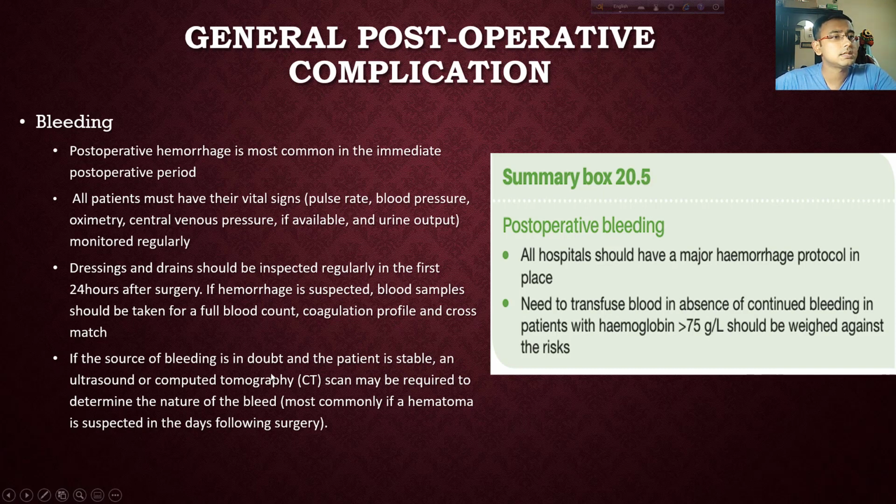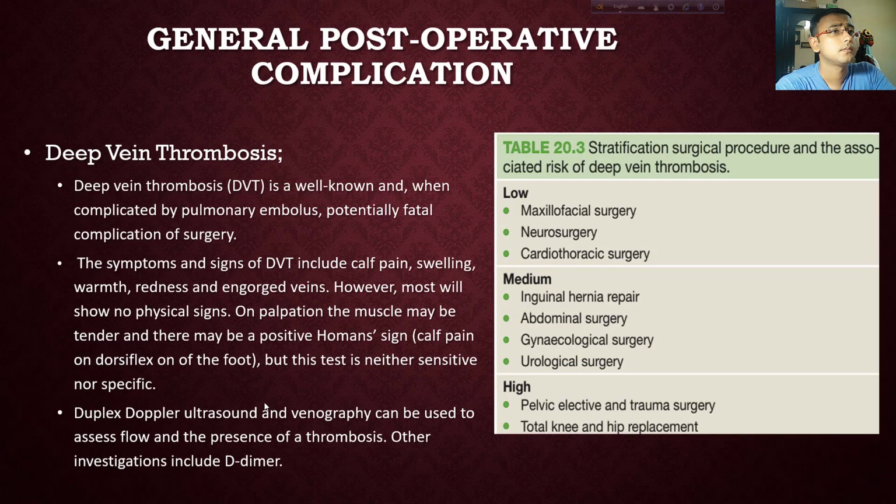If the source of bleeding is in doubt and the patient is stable, an ultrasound or computed tomography may be required to determine the nature of bleeding. Sometimes you may not find the cause of the bleeding or the blood vessels. In that case, you have to do emergency CT and ultrasound as well as some other procedures. Sometimes re-laparotomy is necessary if you have any doubt that there is a chance of leakage, or a chance of dislodgement of any ligature. In that case, re-laparotomy is considered or allowed.